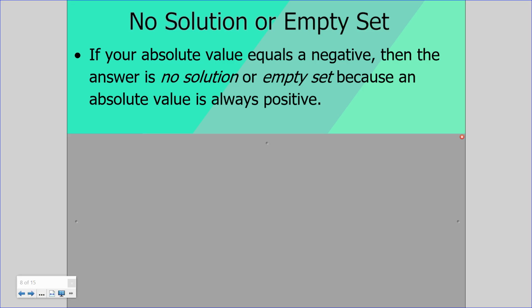Okay, there are some special scenarios with absolute value equations. So if your absolute value equals a negative, then the answer will be no solution, or you can also consider this an empty set, because an absolute value is always a positive distance from zero.